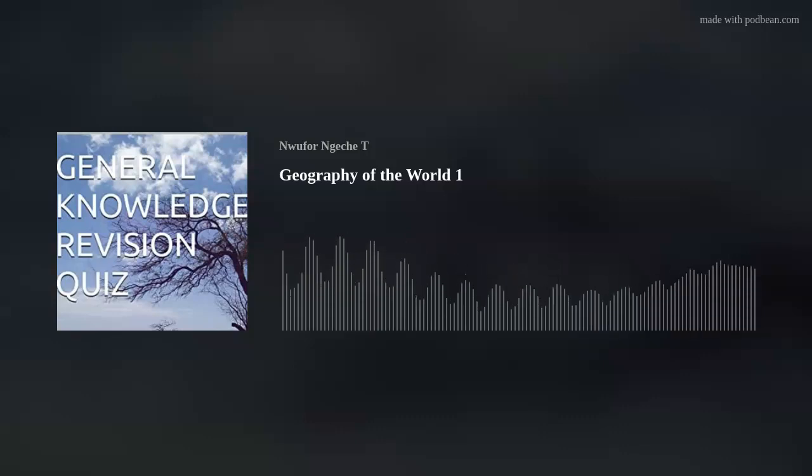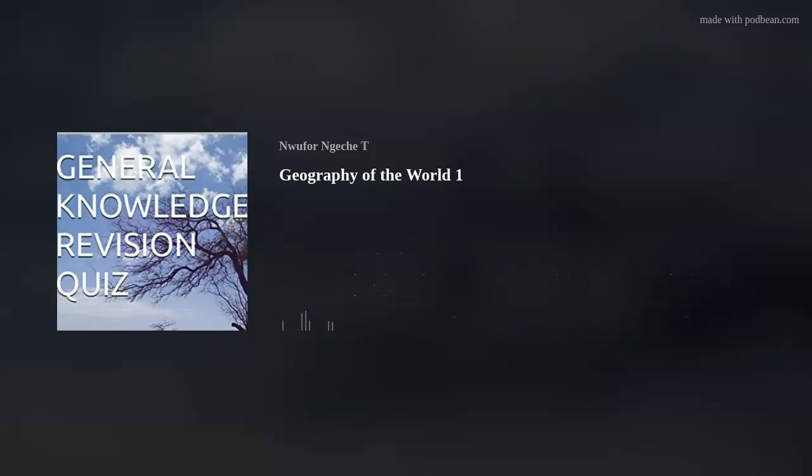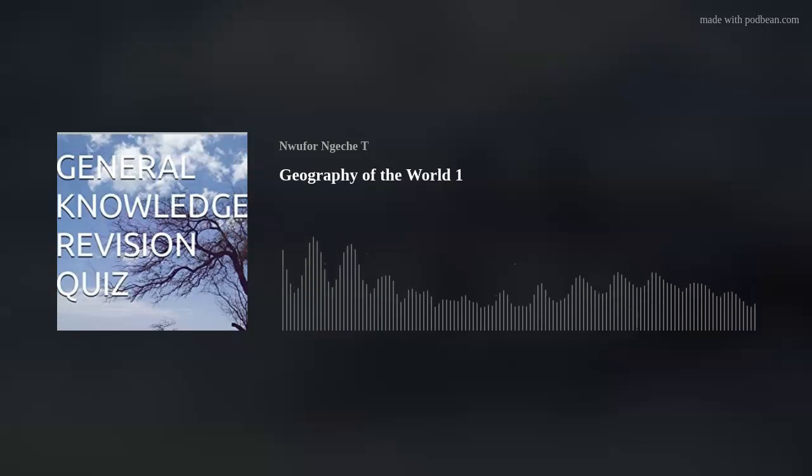The movement of the Earth on its axis every 24 hours, that is 1 day, is known as rotation. The movement of the Earth round the Sun on its orbit every 365 and 1/4 days, that is 1 year, is called revolution. The Earth rotates on its axis. The Earth revolves on its orbit.